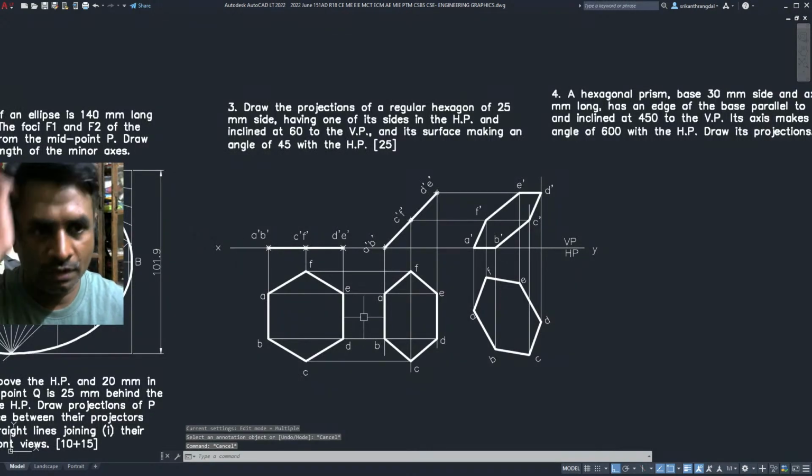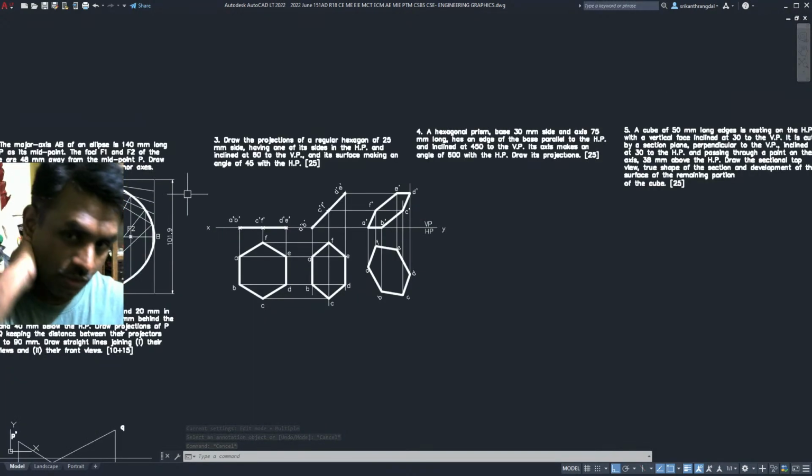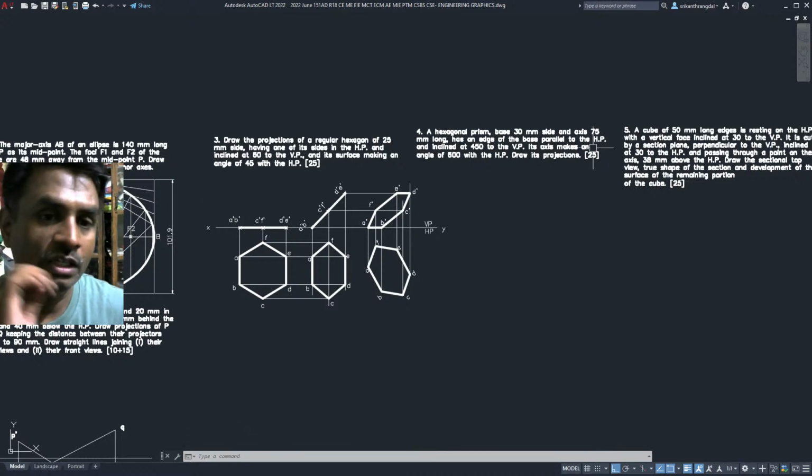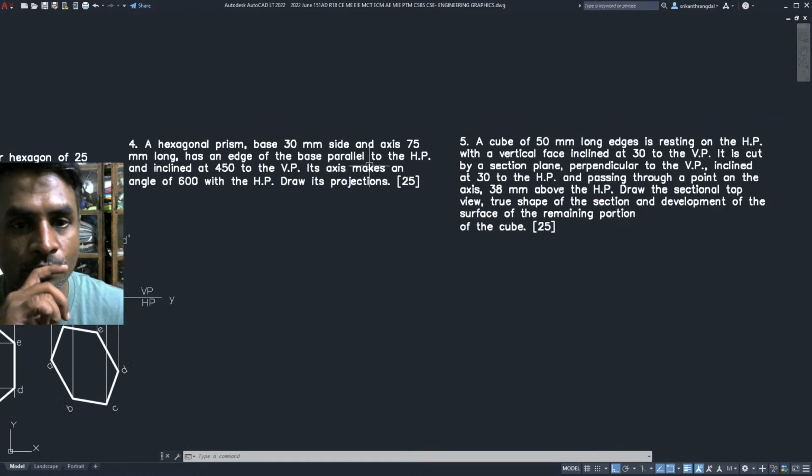So this is how it's going to be. So this is the solution to question number 3. Let's go ahead and solve question number 4.